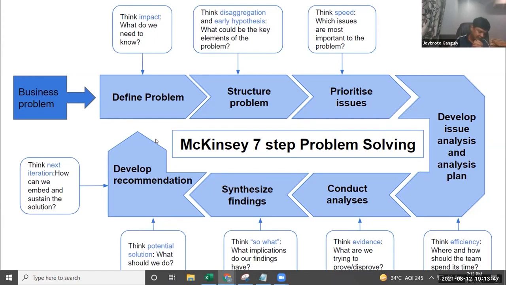For example, let me take an issue. India today is facing a problem of vaccination. We have not been able to vaccinate all our people. So you may come back and say, look, the reasons why people are not getting vaccinated: one, there aren't enough vaccines. Two, there are vaccines, but people are not ready to take them. Now, if you take the second problem, you need to do some analysis to understand whether that is actually a problem or not.